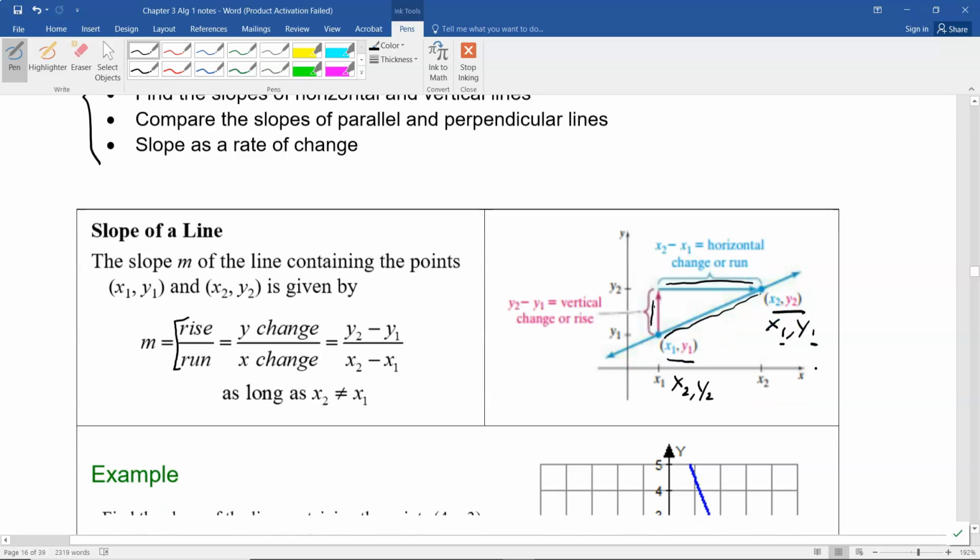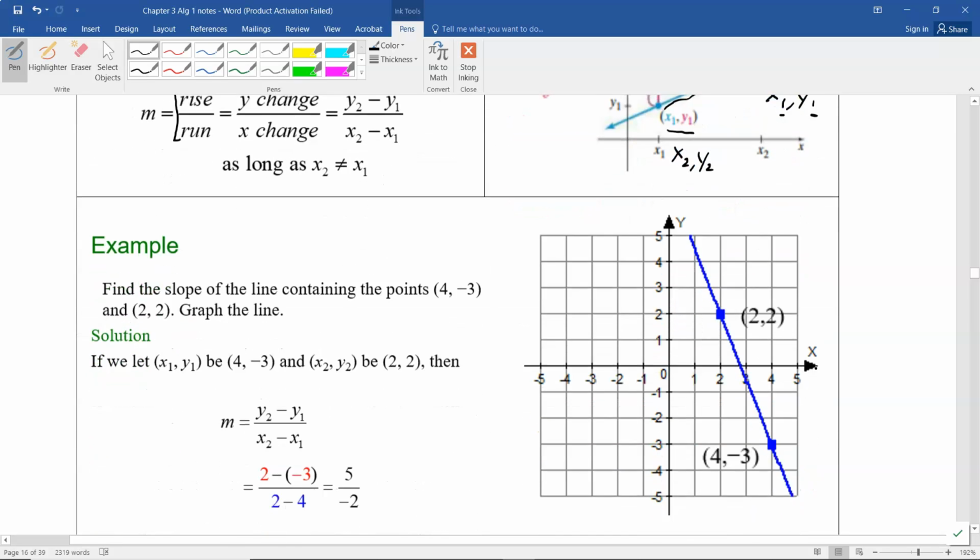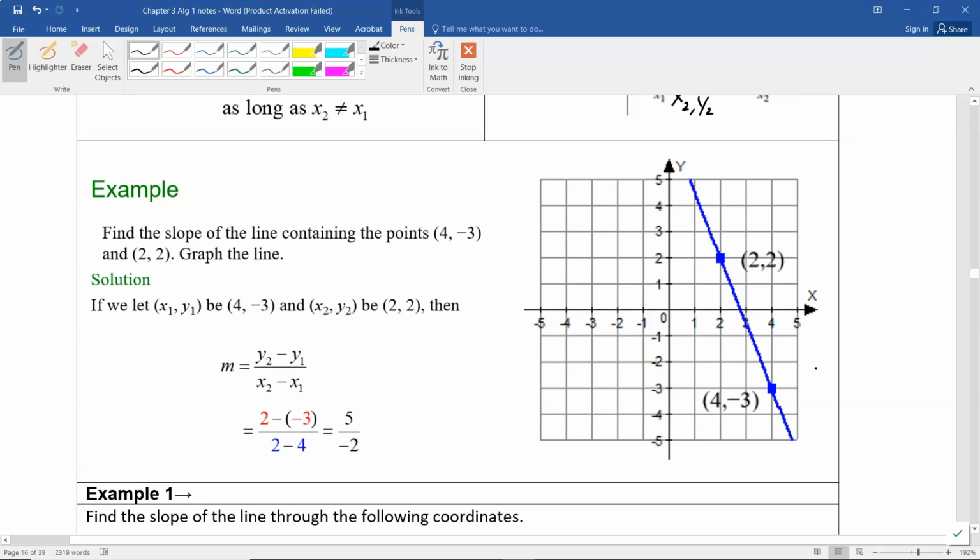But that's enough of me talking. We can actually look at an example. So here's an example of what I'm talking about. We want to find the slope of this line, and we're given 2 points on the line. So as you see written or typed out here, we took one coordinate, called it x1 and y1, and then we took the second coordinate to be x2 and y2. And then we simply subtracted the y's, divided it by the subtraction between the x's.